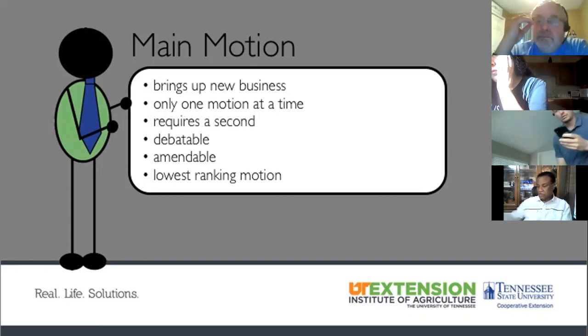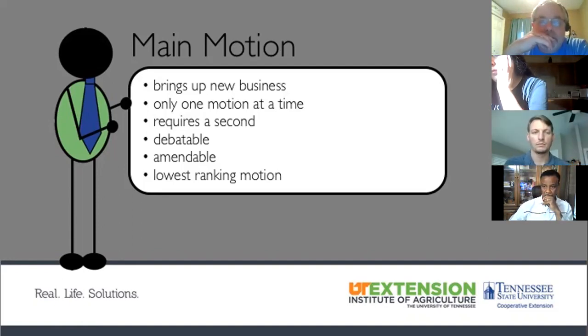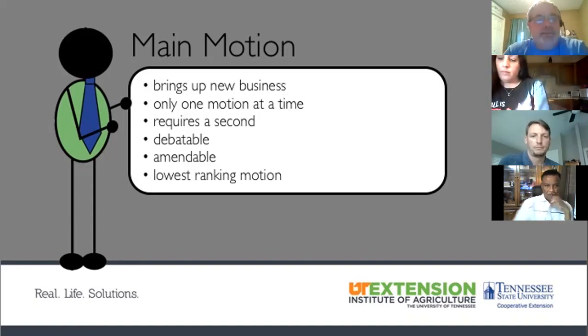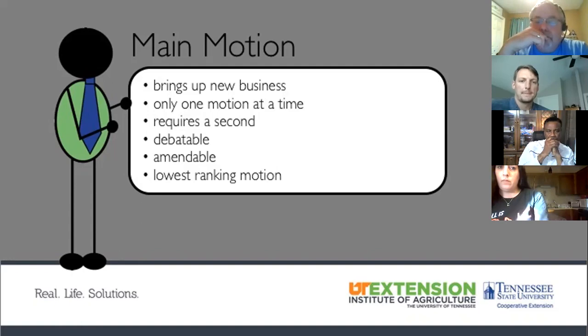There are several motions that can be amended, not just the main motion. We will learn also tonight that motions have rank to them. Some are more important than others, and the main motion is the lowest ranking motion of all the others. That also means that if there is any other business on the floor, a main motion may not be made at that time. It can only be made when there is nothing else pending in front of the group on the floor. So those are some of the main characteristics of a main motion.